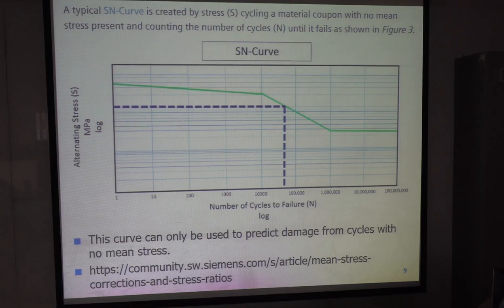So this is the SN curve, a typical one. Okay, next page.